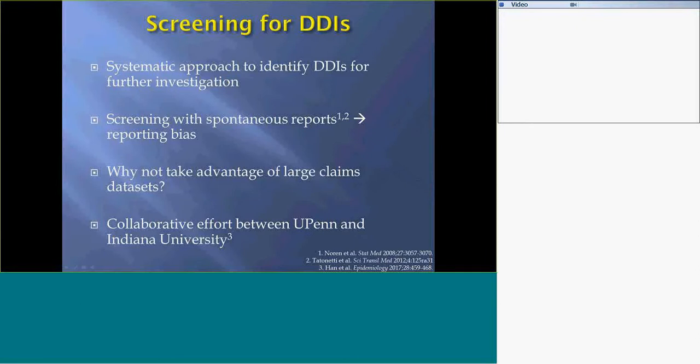And while there's been a fair bit out there where there's been screening using spontaneous reports, as Dr. Hennessy talked about last week, there are limitations and reporting bias that's inherent in spontaneous reporting data. So can we take advantage of large claims data sets to use some of these pharmacoepidemiologic methods and designs to screen for potential drug-drug interactions that we'll want to follow up in later studies? And what I'll be introducing very briefly here is a collaborative effort that we here at the University of Pennsylvania have been undertaking with Indiana University to develop such an approach.